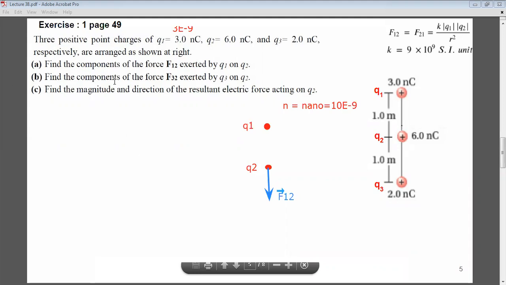Okay. Find the components of the force F32 exerted by Q3 on Q2. So I have to add Q3 down here. Okay, so this is Q3. It's also positive. So this is positive, this is positive. So what does Q3 do to Q2? It also repels it. So it repels it by F32. So this is force F32.